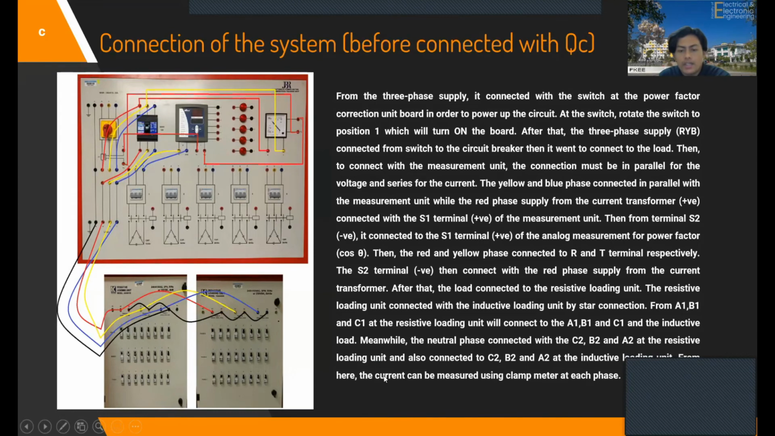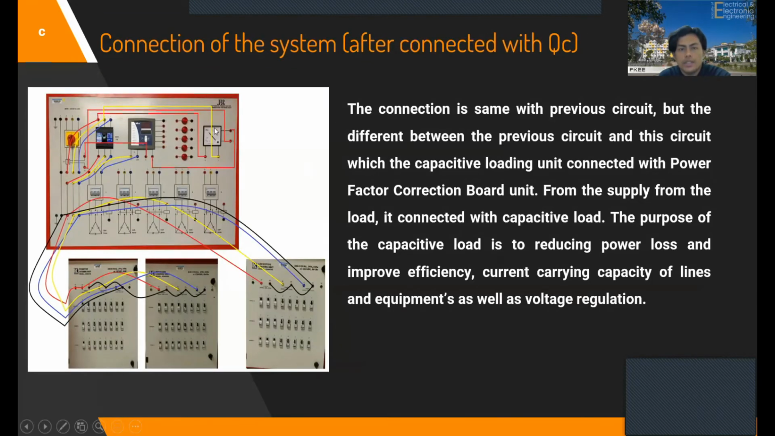From here, the current can be measured using the clamp meter at each phase, which is here. You can measure the current at the red phase, the yellow phase, and then the blue phase, and also at the neutral phase. The second connection is the connection of the system after being connected with the QC.